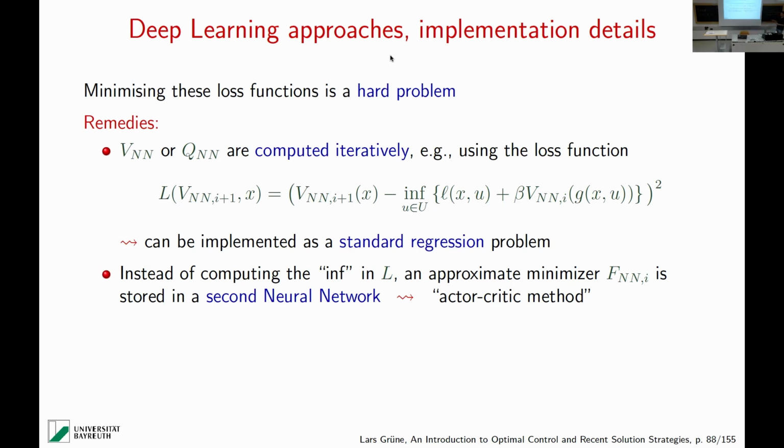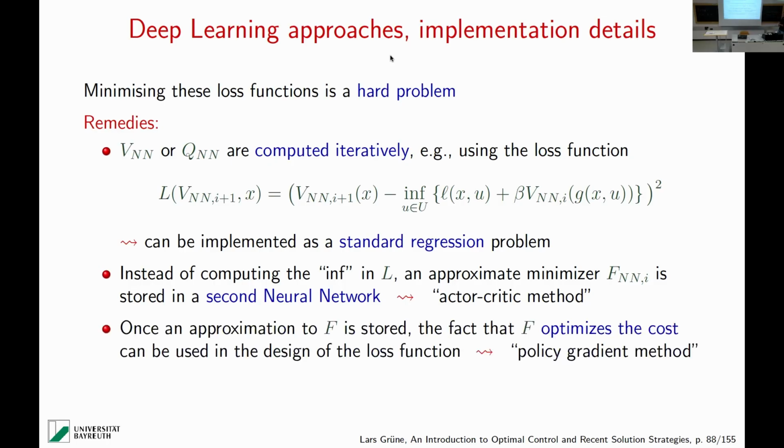This is what is called an actor-critic method. So F, the feedback, would be the actor, and this loss function here would be the critic that tells us how good the feedback was, in a way. Once an approximation to F is taught, once we have introduced that, then we can also optimize directly and use the cost function as part of the loss function. This is a very recent development, a couple of years old, called the policy gradient method. That seems to work quite well too, and we currently have a student who is exploring all these kinds of things.